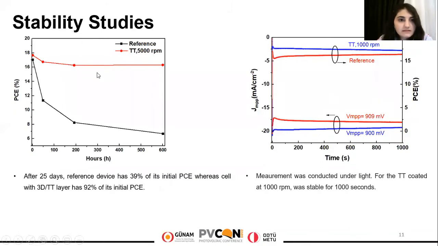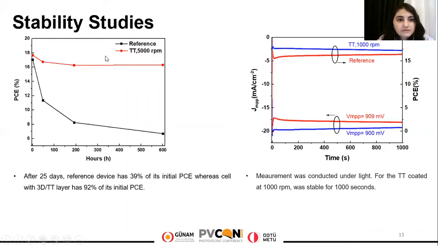For the stability studies, when I first started the experiment, I used TT at 5000 RPM. That's why this stability data belongs to 5000 RPM. When we look at this data, we can see that after 25 days or 600 hours, the reference device only maintained 39% of its initial efficiency. However, the TT ones maintained 92% of their initial efficiency.